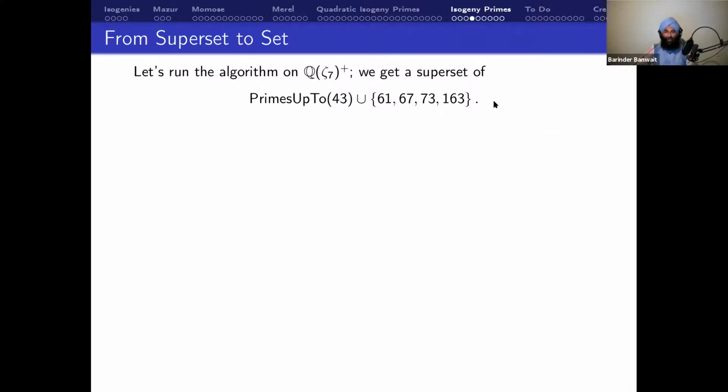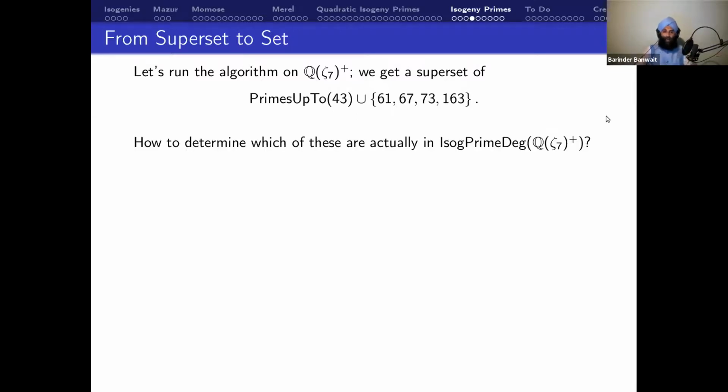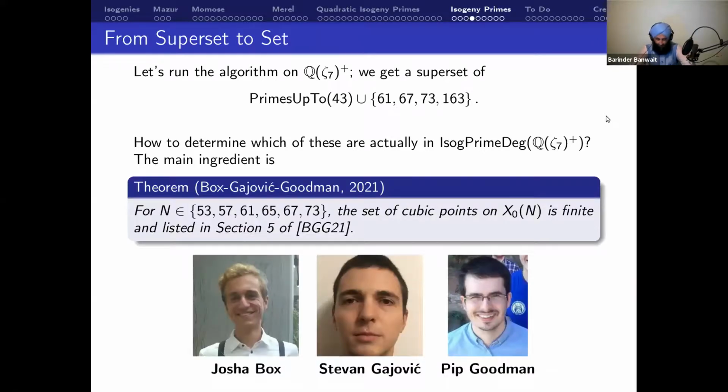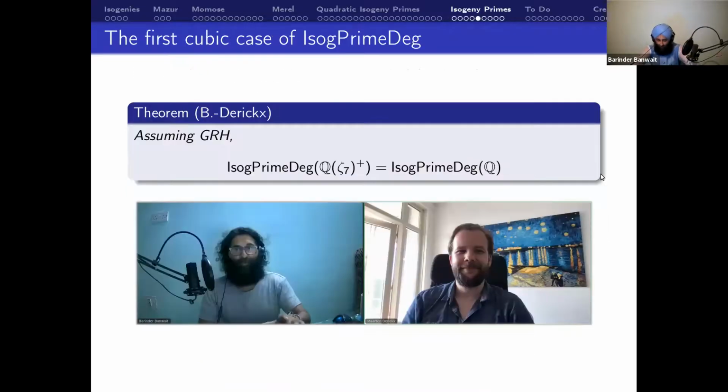So now we're going to play the same game again. How do you go from the superset to the set itself? Here, a key ingredient is this very recent work of Box, Gajović, and Goodman, in which they determine the cubic points on some low-genus modular curves. They have tables of all of them. This allows Martin and me to say that all of these possibly new isogeny primes don't actually arise. And so the set of isogeny primes for this cubic Galois field is exactly Mazur's list. This is the first example of a cubic field in which these isogeny primes have been determined.